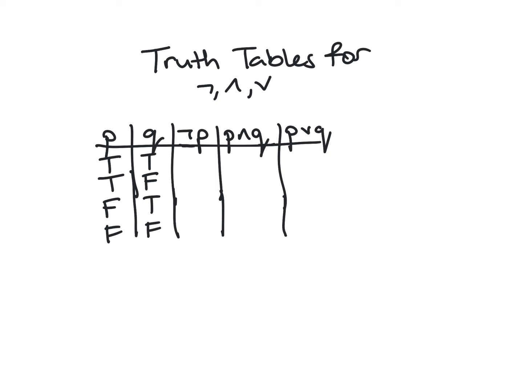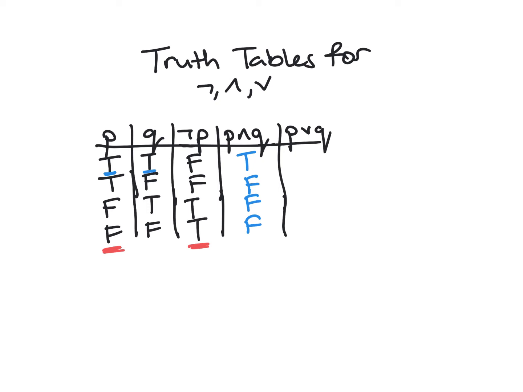Okay, so if P is true, then not P will be false. And if P is false, not P will be true because it has the opposite truth value. So you just look at this column and this column and just flip T and F, right? For P and Q, this one is only true if both are true. So we see that if both are true, this is true. Otherwise, at least one of them is false, so it does not satisfy P and Q. So this is only true in the one case.